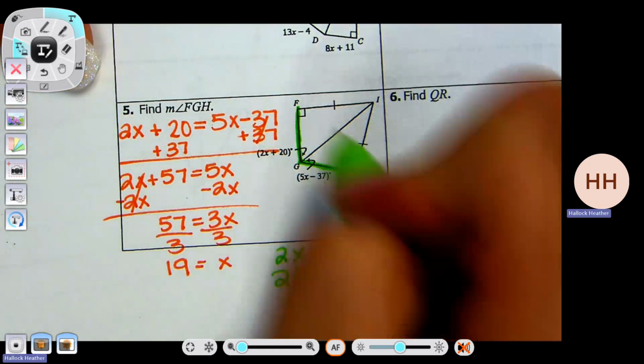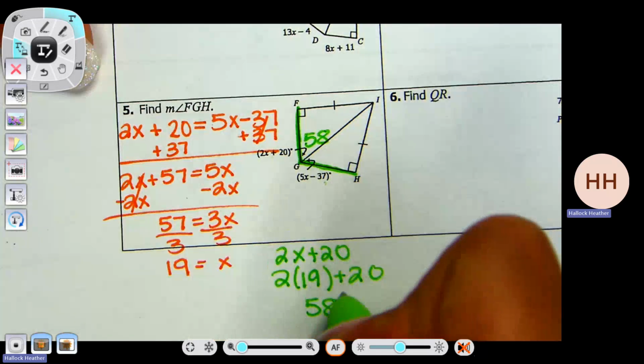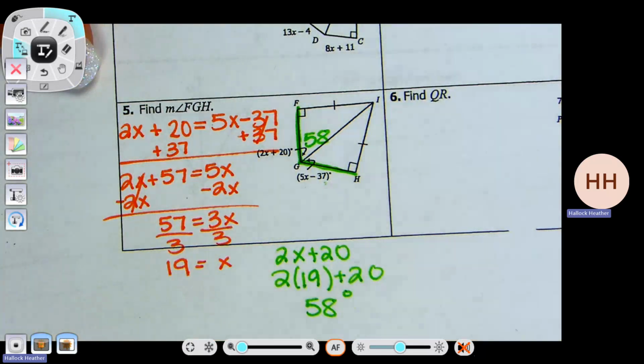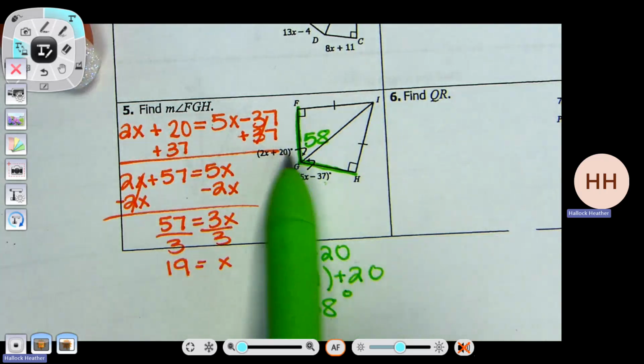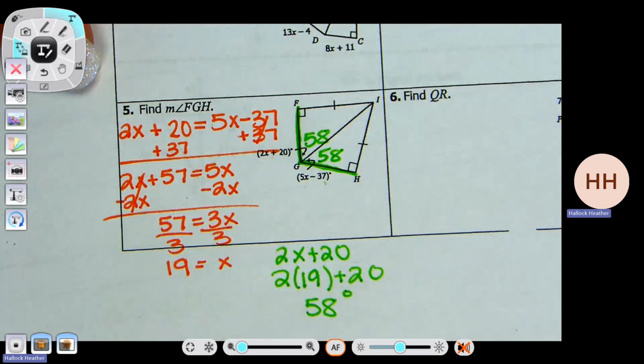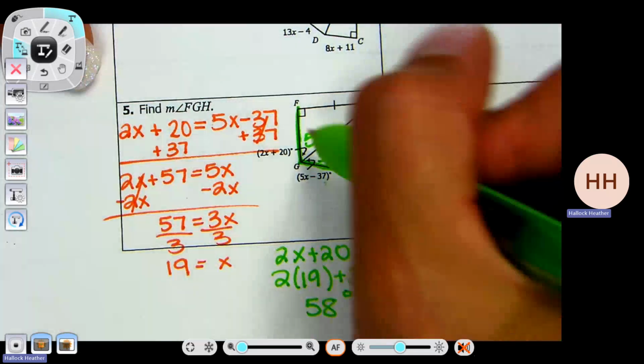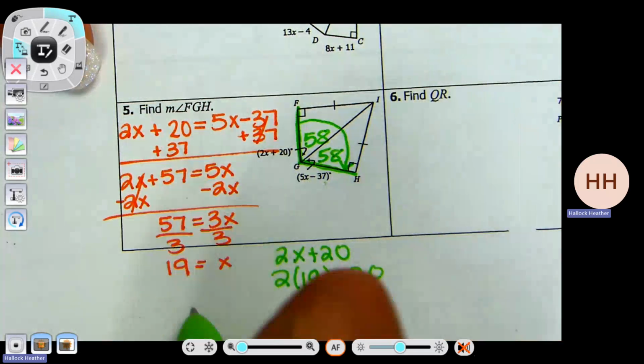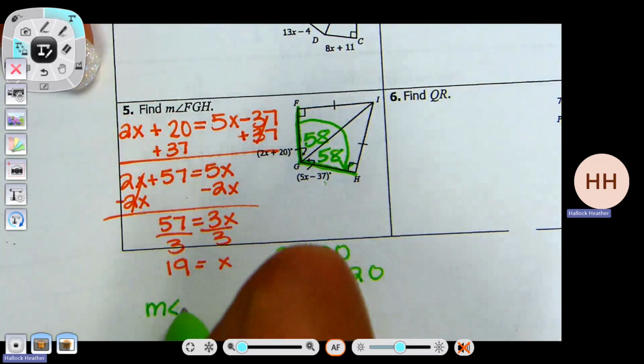58. So does anybody know what the other angle would have to automatically be without doing any math? 58, because the whole point is it's an angle bisector. So you could plug it in here and here and both get 58, or you just multiply by 2 because you need the whole angle. So what's the final answer? 116. Okay, now let's go to the back and blow your mind.